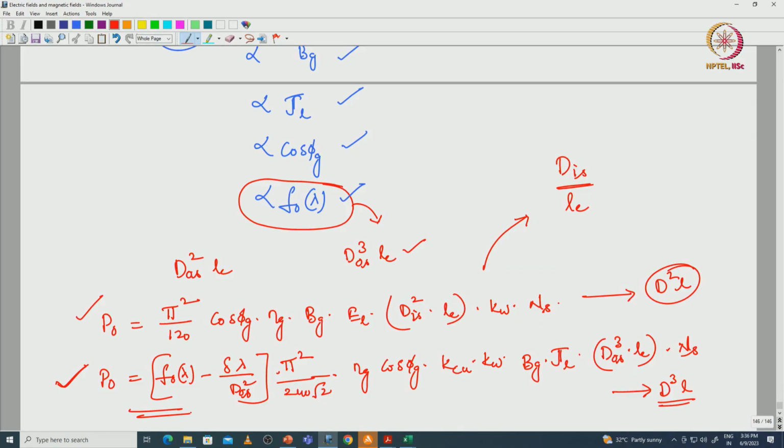That is what we have analyzed as of now. Now we will see how to maximize this function. In the D cube L equation, F naught of lambda is the key, right. So how to maximize this function with respect to the different flux density values? If we maximize this function, automatically we can maximize the output power, that we will see now.